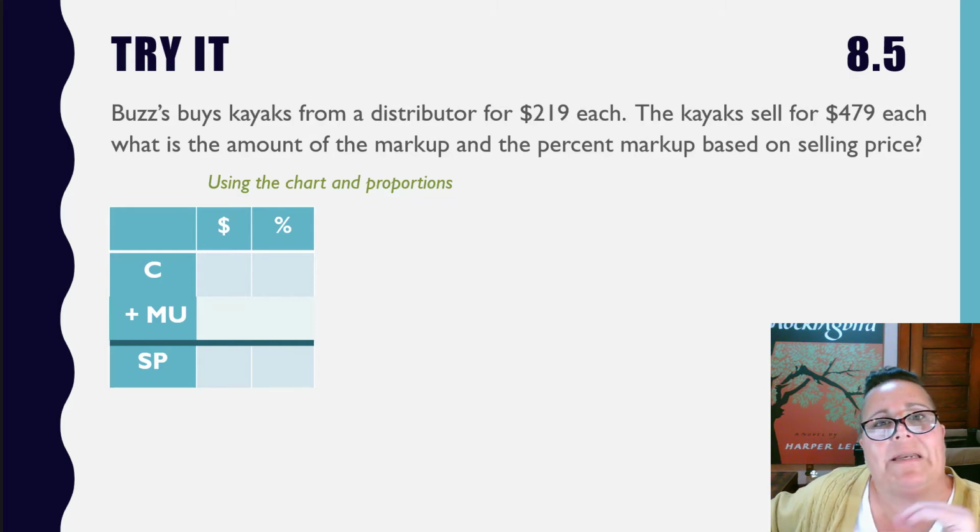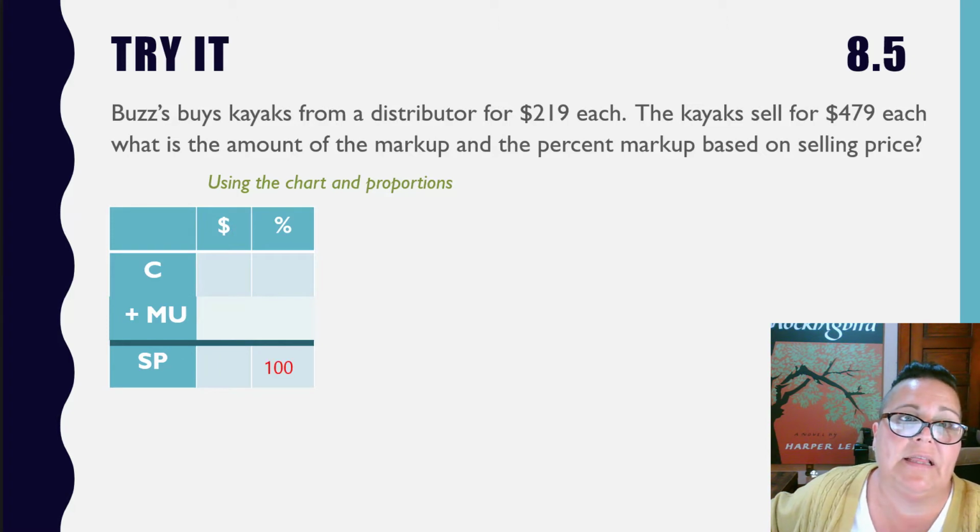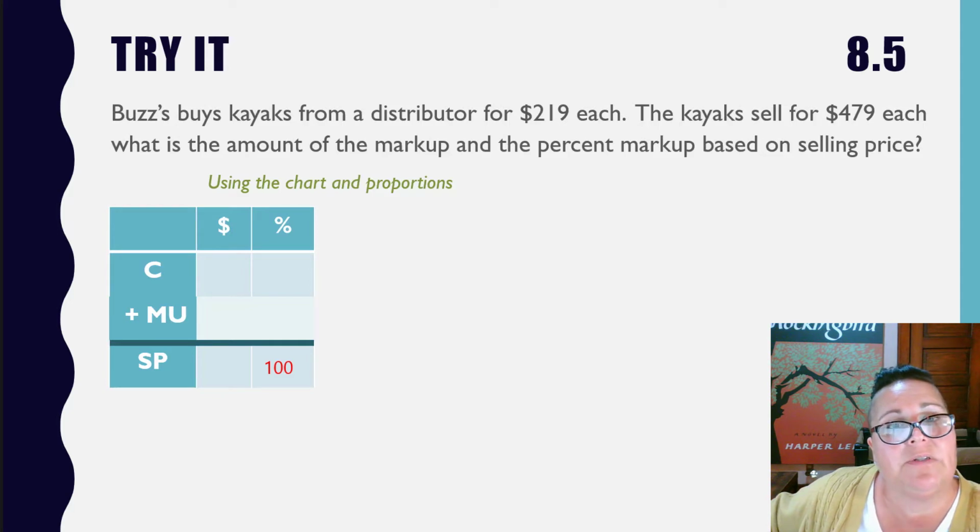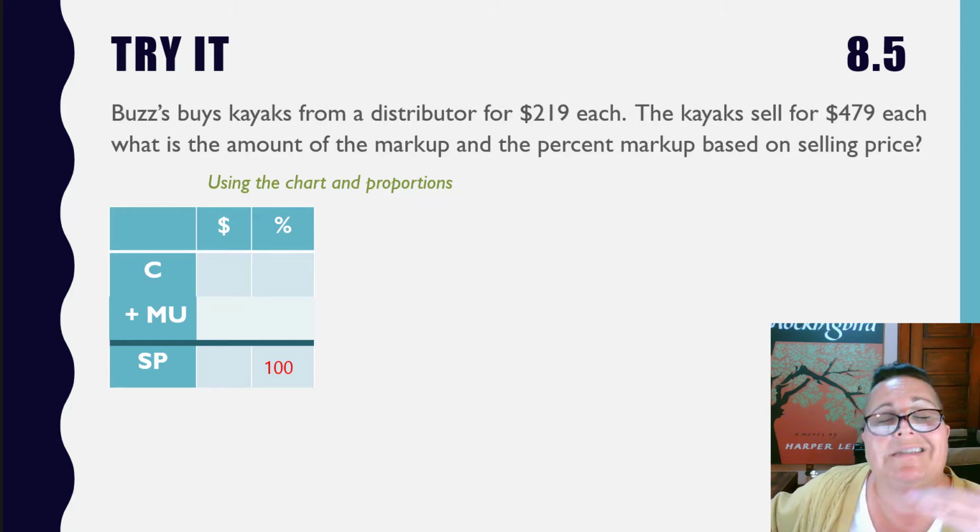What has to happen in this case is because it is a percent markup based on selling price, our selling price percent is the 100. It's not the cost percent like it was before, because that was a markup based on cost. This is a markup based on our selling price. So since selling price is our base, that's what we're comparing everything to.